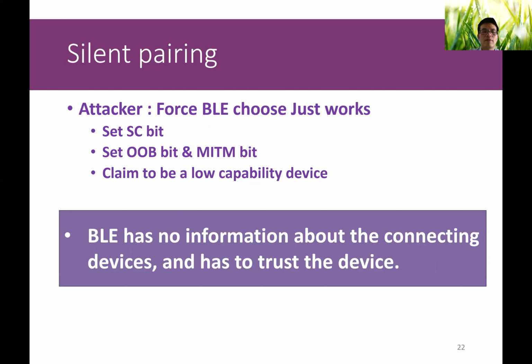This also reflects a fundamental challenge in pairing for BLE. That is, BLE has no information about the connecting devices, and it has no other choice but to trust the device. After this step, the attacker can access those characteristics in the peripheral device with the encryption requirement. The next question is how to bypass the authentication. First, it should be noted that the authentication information is saved on the central device, so the attacker should leverage the central device.